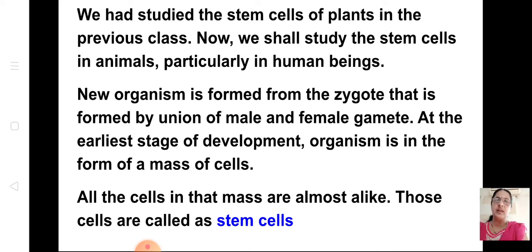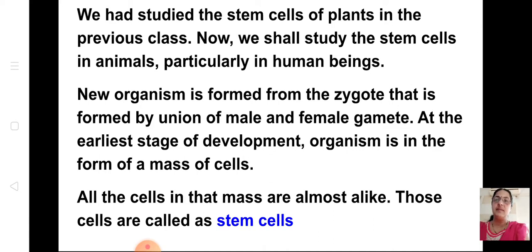Now we shall study about the stem cells in animals, particularly in human beings. Now a new organism is formed from the zygote, that is the union of male and female gamete. This we all know. A new organism is formed from the fusion of the male and female gametes. At the earliest stage of development, the organism is in the form of a mass of cells. So in the initial stage, when there is fusion of male and female gametes, there is a mass of cells formed. Okay, all the cells in that mass will be alike. So those cells are called as the stem cells.